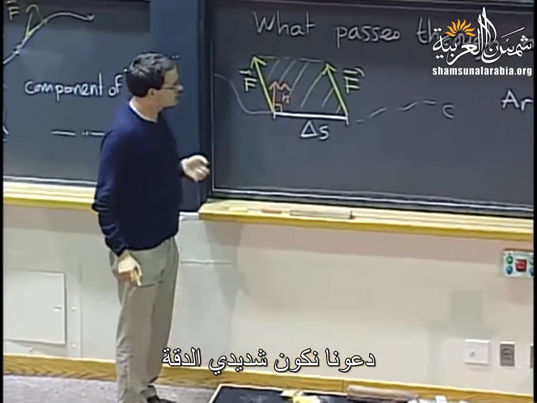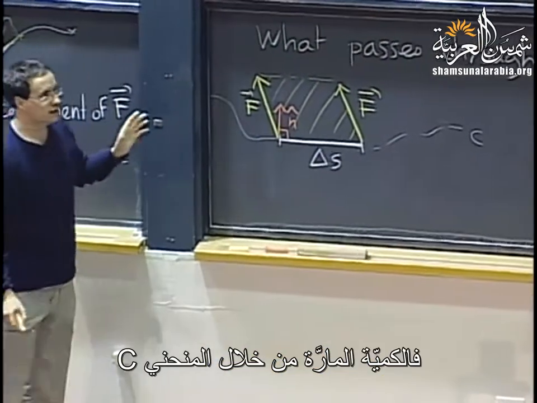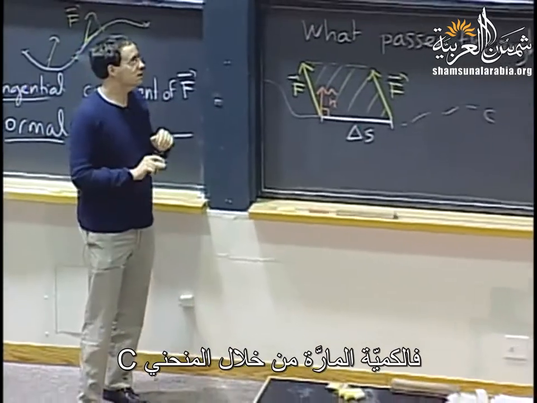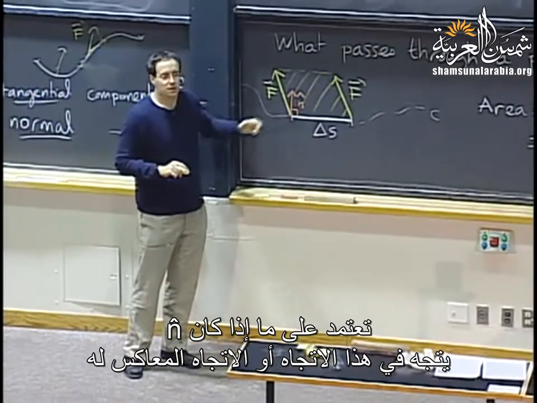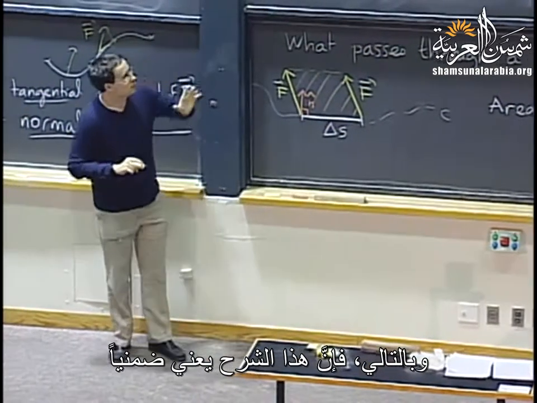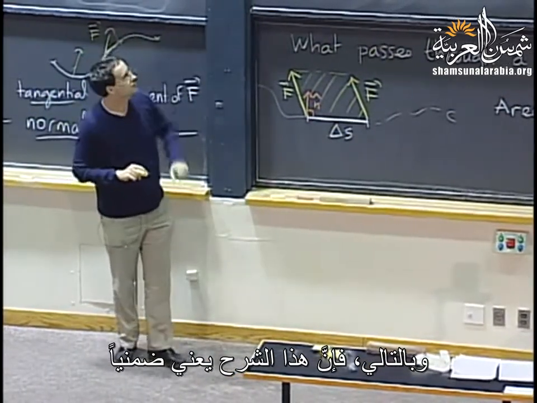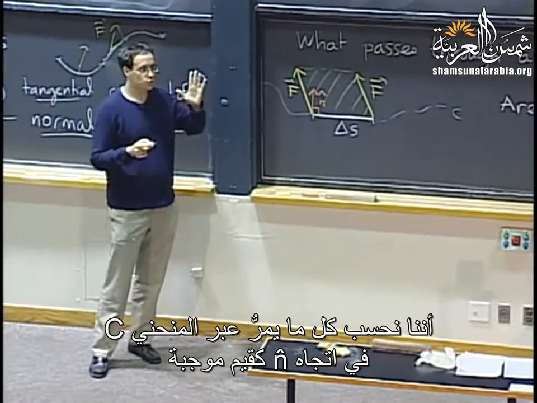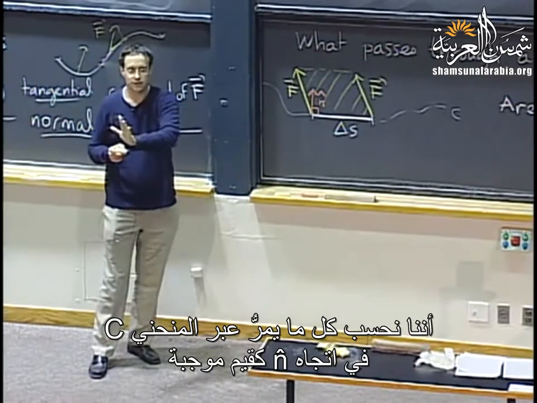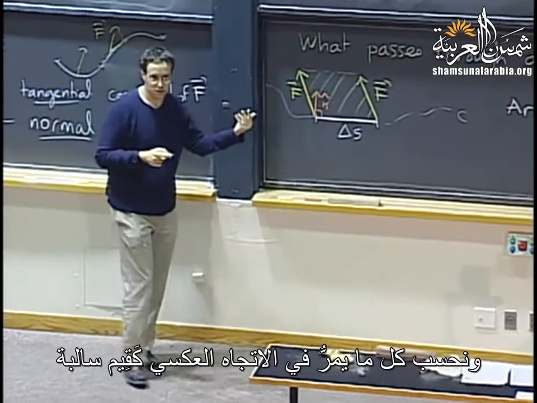Okay, let's be a tiny bit more careful. When I'm saying it's the amount of stuff that passes through C, it depends on whether n is going this way or the opposite way. What's implicit in this explanation is that I'm counting positively all the stuff that flows across C in the direction of n, and negatively what flows in the opposite direction.